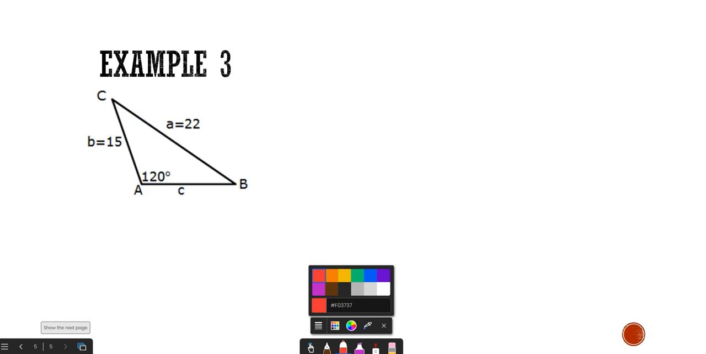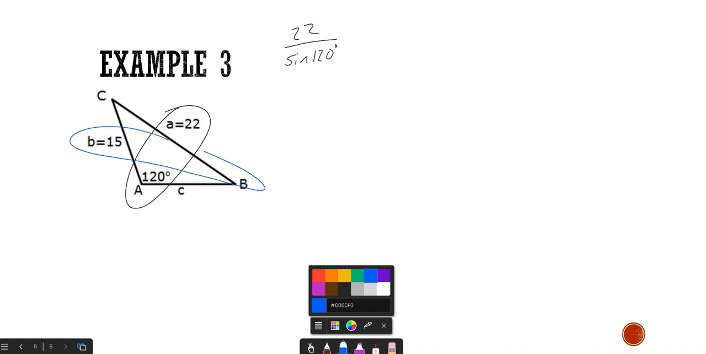Now we're going to go on to our last example, and here we have two sides and an angle. So we can start with, as our base, 22 over sine of 120. Now this one we're going to have to do a little bit more work, because what we're missing here is we don't have an angle B. So we're going to start by finding angle B. We're going to set that equal to 15 divided by sine of B. Now here, because we have the variable in the denominator, we want to cross multiply first.